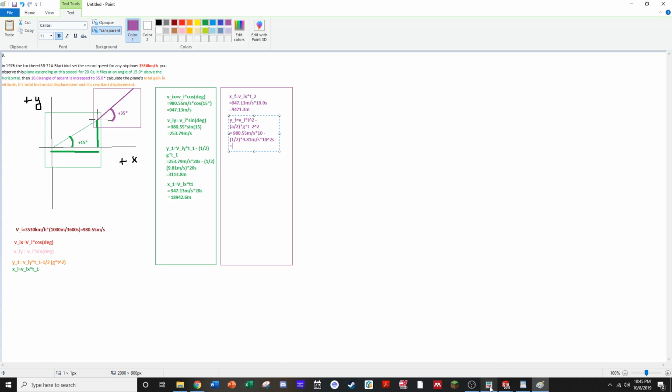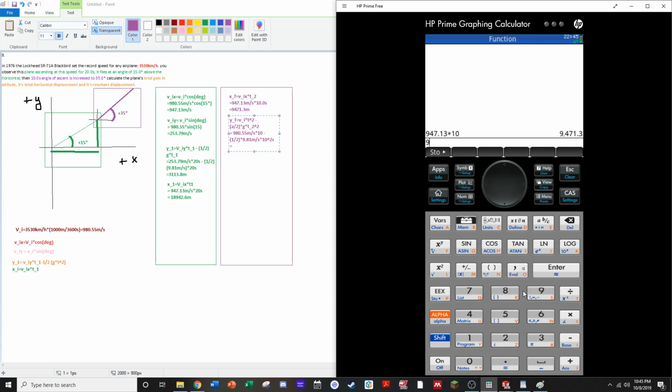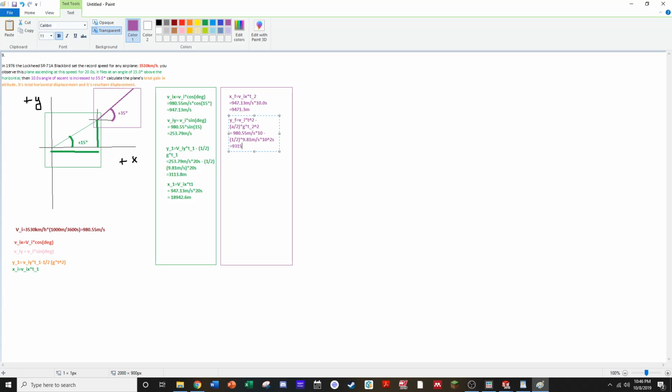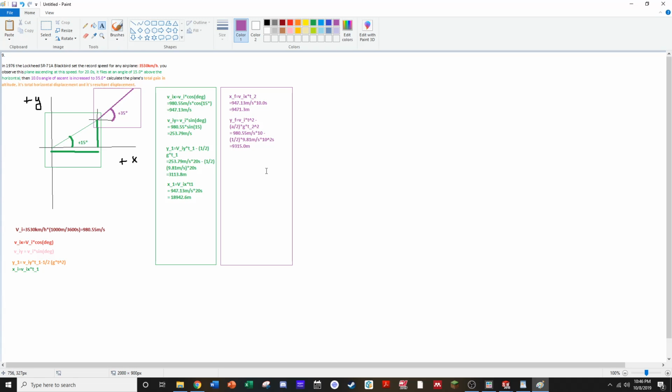So we're going to take that over to our calculator, and it's 980.55 times 10 seconds, and then we're going to do 1/2 times 9.81 times 10 squared, and we're going to take that first value, copy it, and subtract the second value from it, and that's going to equal 9,315.0 meters traveled in our y direction.